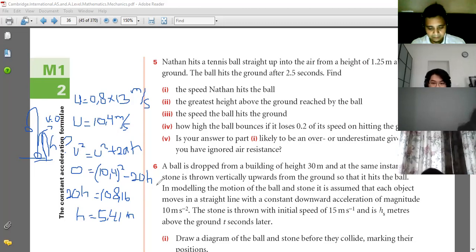Sir, I have a question. At the start, for the 0.8 times 13, when we multiply 0.8 with 13? Because it loses 0.2, so if you lose 0.2, the rest is 0.8, right? If you have one bread, for example, and 0.2 of the bread is given to another person, how much bread do you have? 0.8 of the bread, right? Yes, sir.